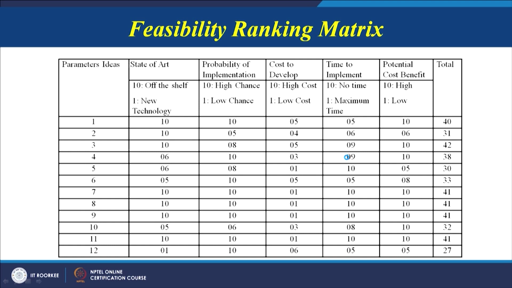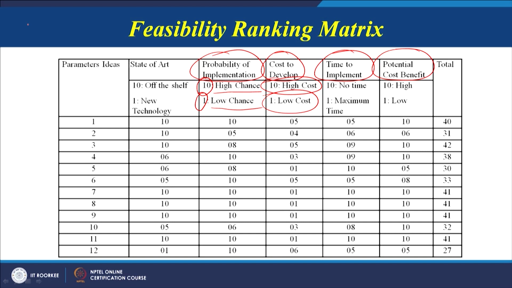This we have already seen in one of our previous case studies also, the feasibility ranking matrix. Here we are taking 4 important criteria. First one is probability of implementation, second is cost to develop, third is time to implement, fourth one is potential cost benefit. Now the ranking is given. 10 means there is a high probability of implementation and 0 means a very low chance of probability of implementation. 10 means cost to develop is high and 1 means there is a low cost.